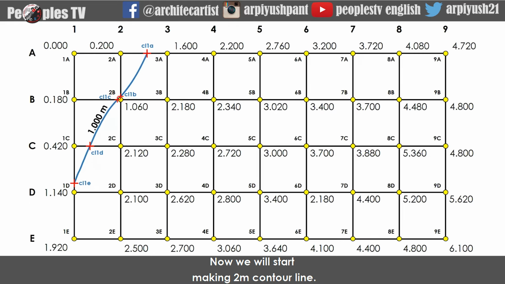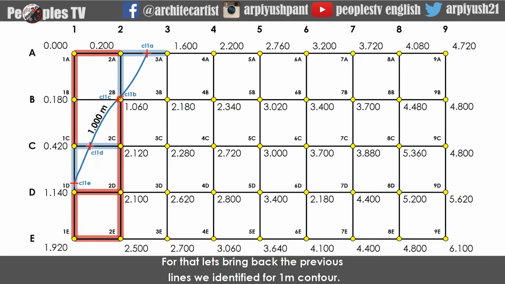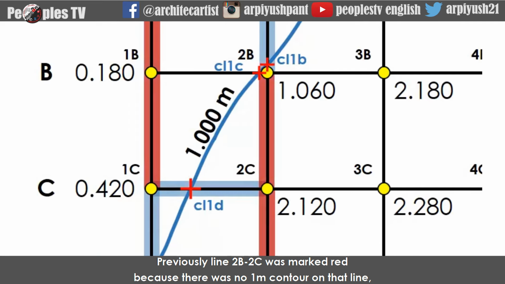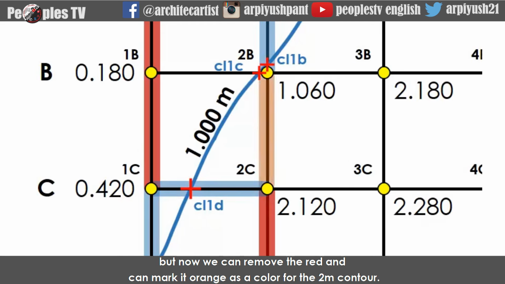Now we will start making the 2 meter contour line. So first we will identify the lines on which the 2 meter contour will fall. For that, let's bring back the previous lines we identified for the 1 meter contour. Previously, line 2B 2C was marked red because there was no 1 meter contour on that line. But now we can remove the red and mark it orange as a color for the 2 meter contour.